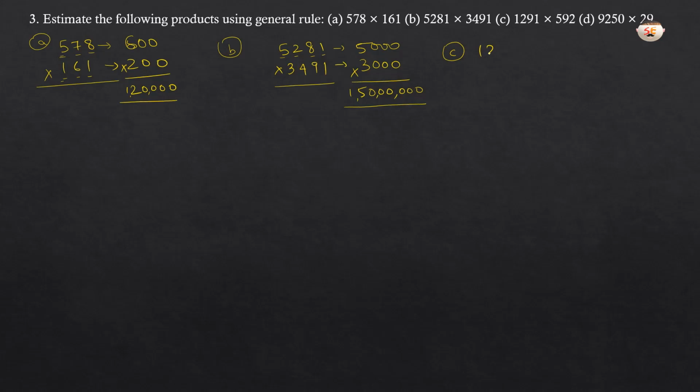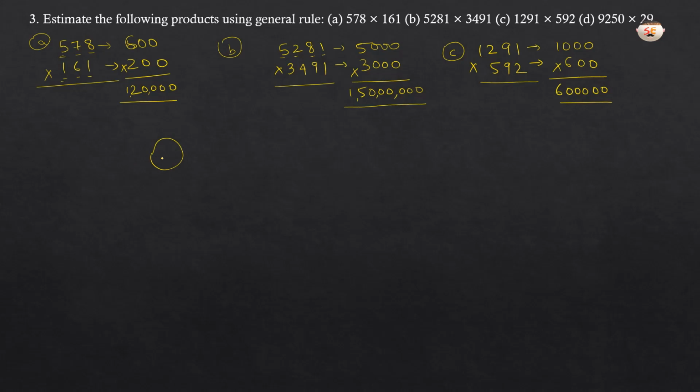Okay. Now the next question is question number C. In this question we have to multiply 1,291 by 592. Before multiplying, we have to estimate these two numbers according to the general rule. Estimating 1,291 correct up to the nearest 1000, we will get 1,000, and after that we will estimate 592 correct up to its 100th place, we will get 600. Then we multiply these two numbers and get the final result, that is 6 lakh.